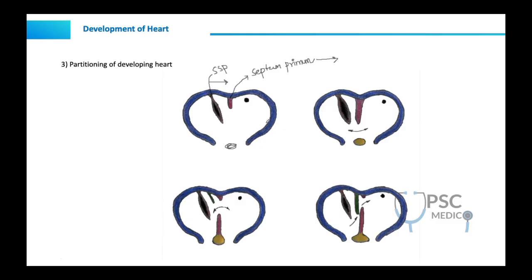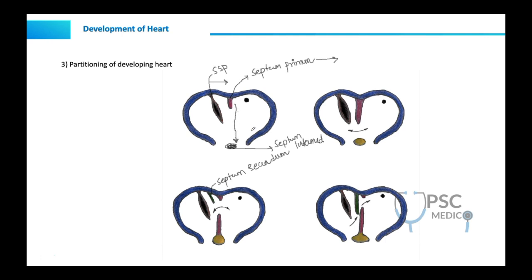The next step in the development is, at the time of its fusion, between the septum primum and the septum spurium there is development of one more structure. What was that? It is septum secundum. So this is the AV cushion, and this union is called septum intermedium. As I told you, septum primum grows towards the AV cushions and fuses with septum intermedium.